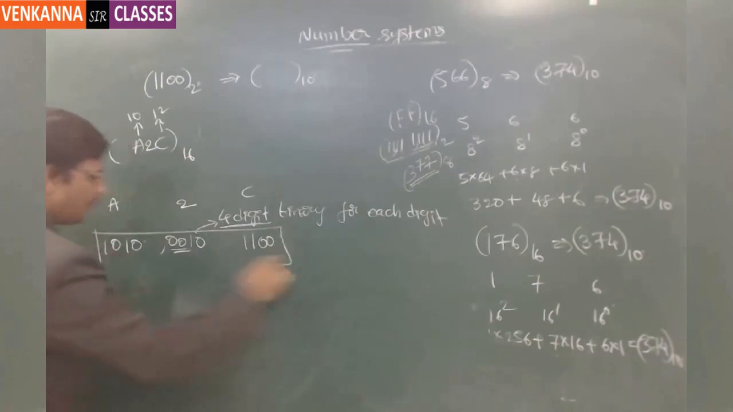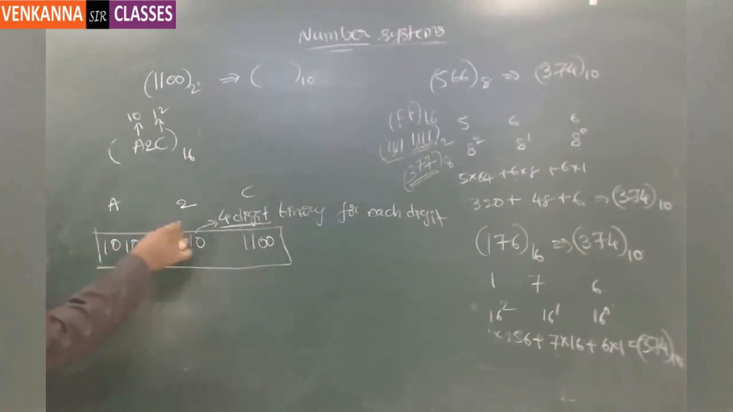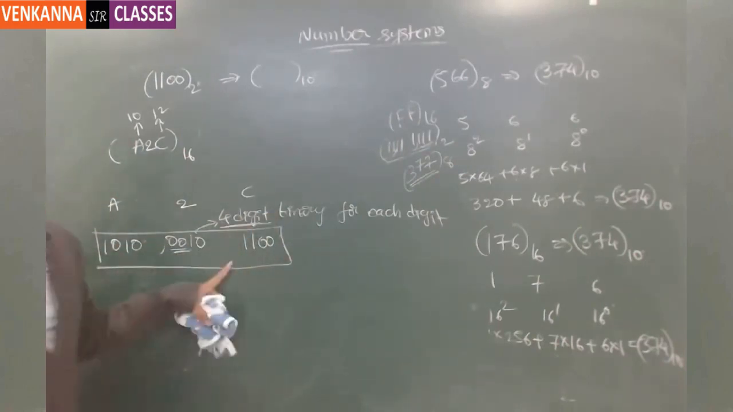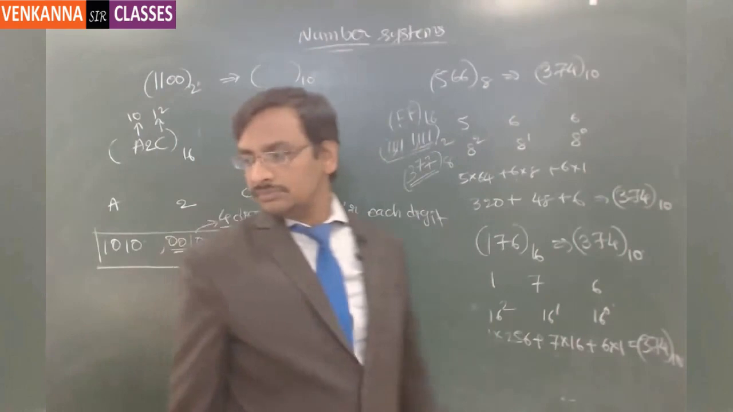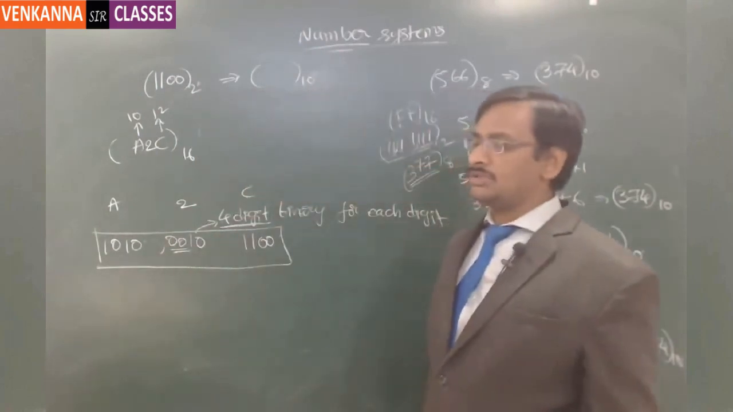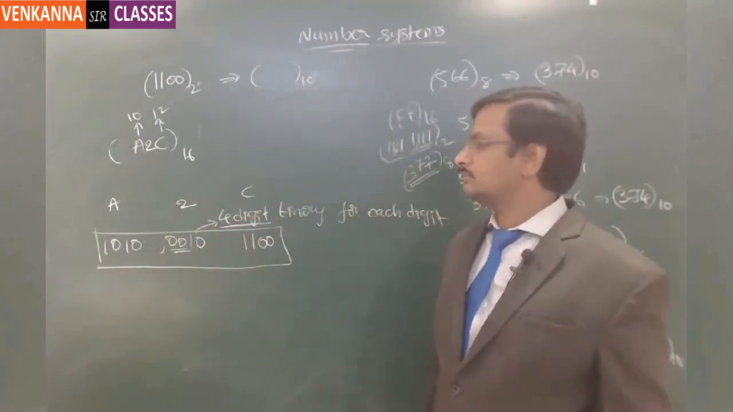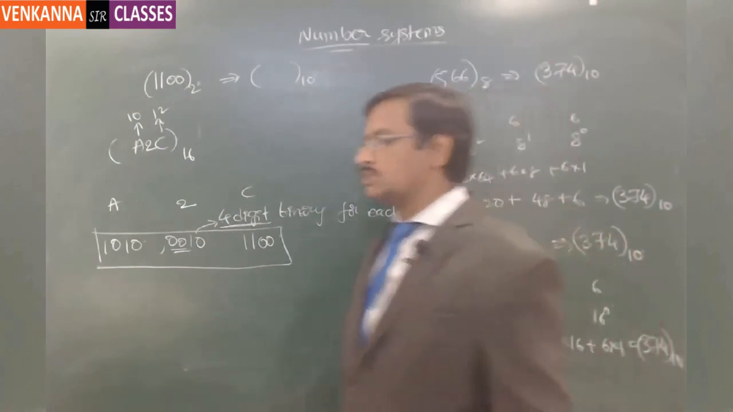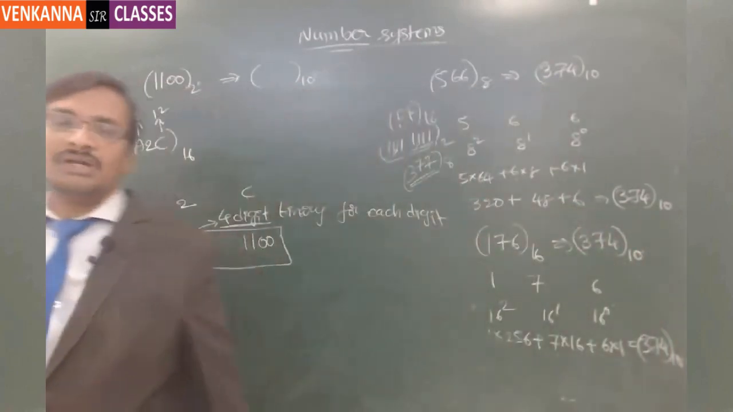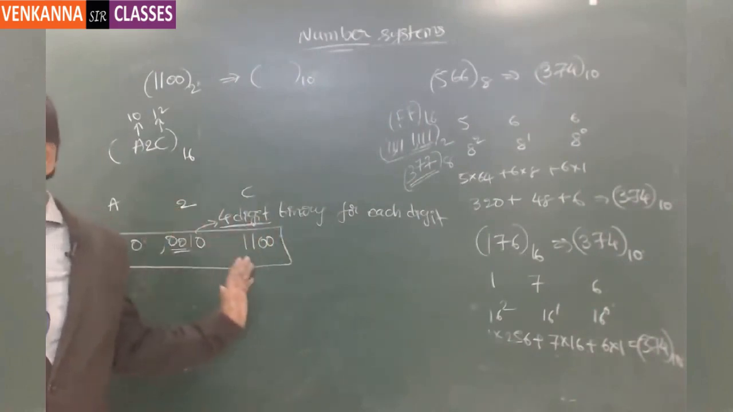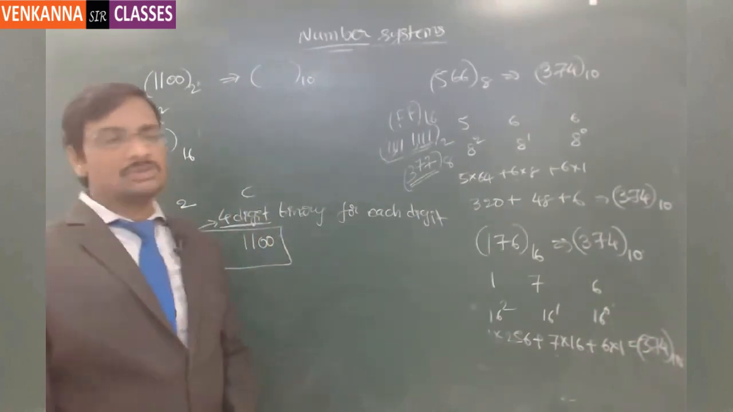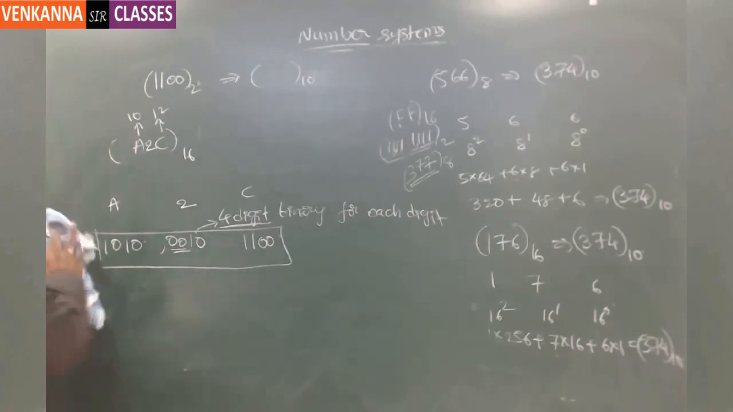So this number, 101000101100, is the value of 2AC in hexadecimal. Got it? Understood? Okay. So any questions? This is how you can convert any number system to any other number system based on this methodology. Got it? So this is straightforward and simple.